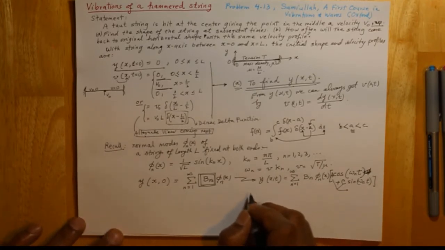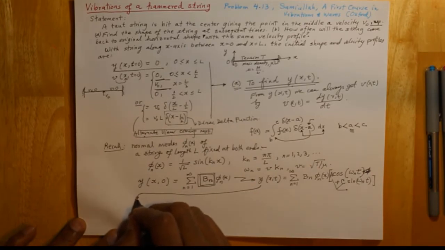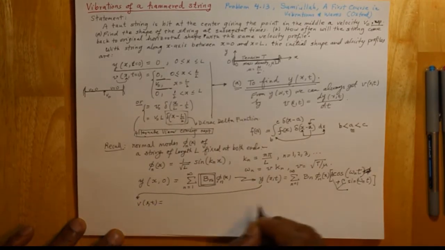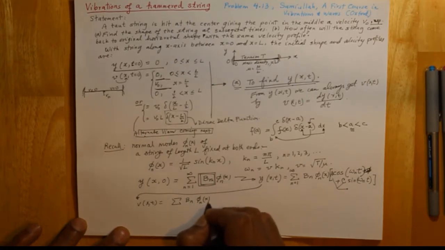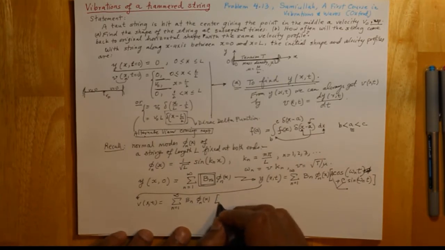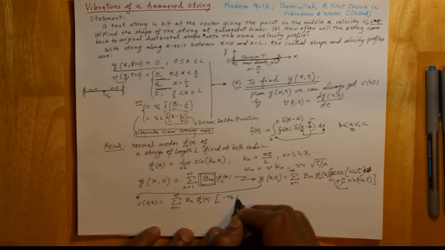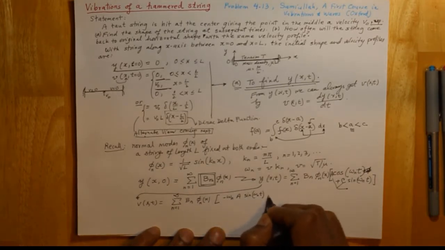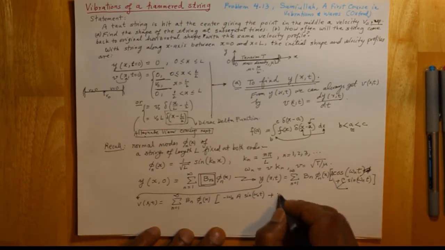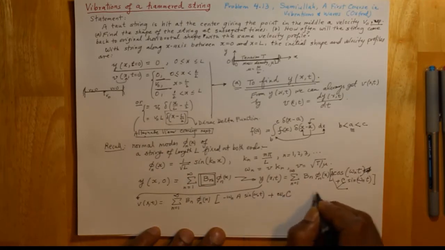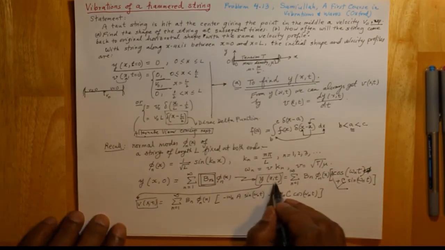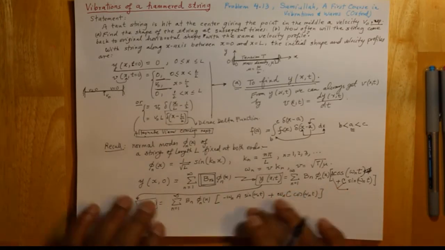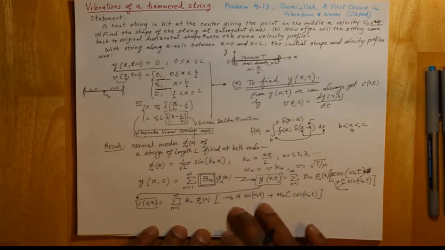Okay, so that means the velocity profile will be, just take a derivative of this, Bn phi n x, and when we take a derivative it's going to be minus omega n a sine omega n t plus omega n c cosine omega n t. So there we have it. This is y, and this will be the velocity. Somehow we need to figure out what the b's are. Once we get the b's and the constants a and c, we'll be done.